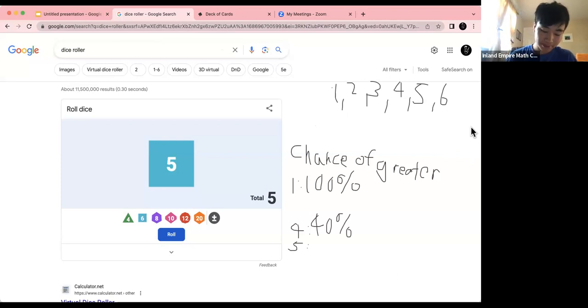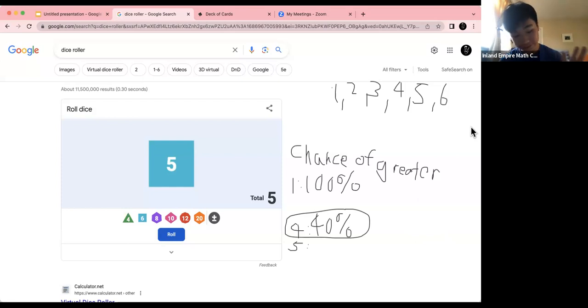Because if you remember, when we tested 4, we got 6 less and 4 greater. That actually makes a lot of sense, since there was a 40% chance, and out of our 10 rolls, 4 were greater and 6 were smaller.